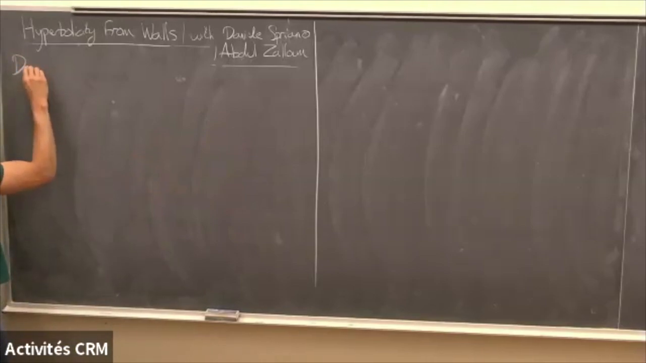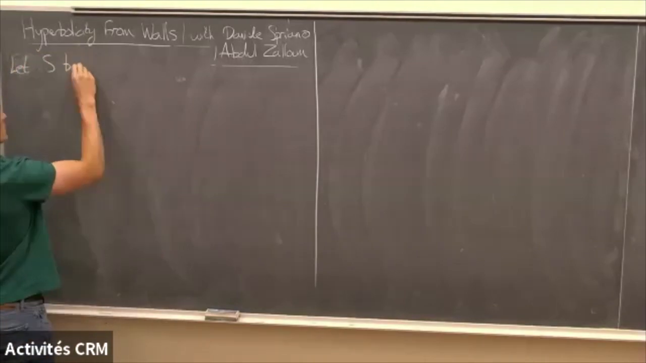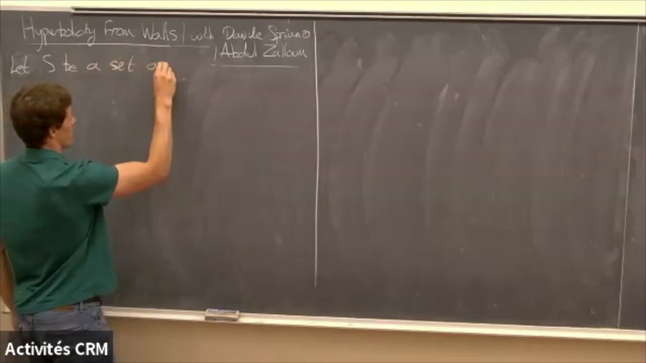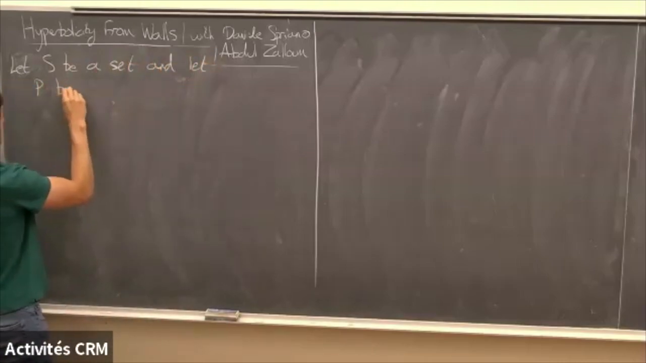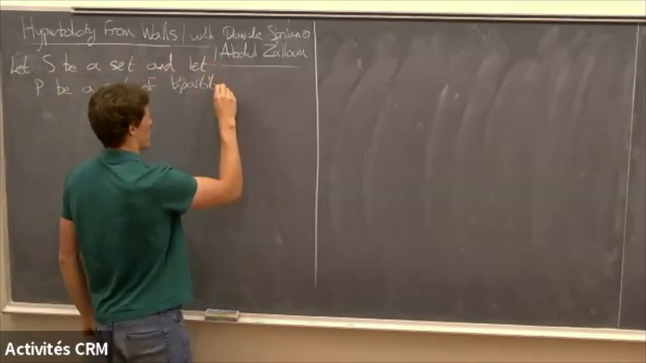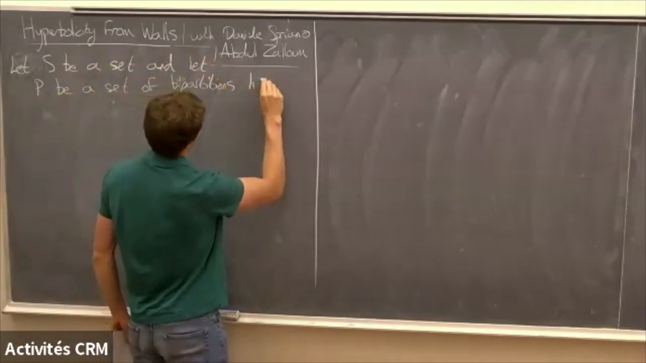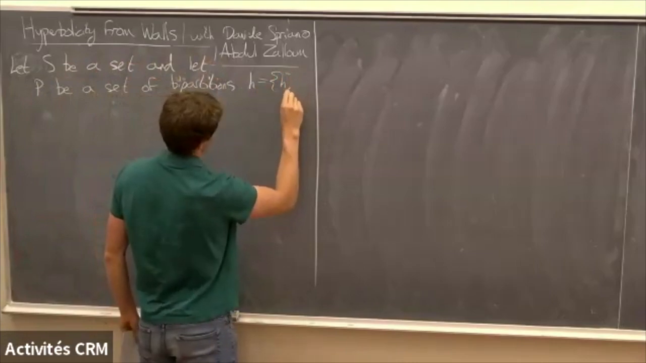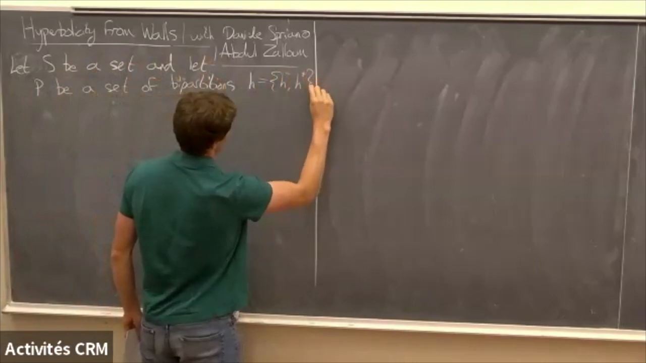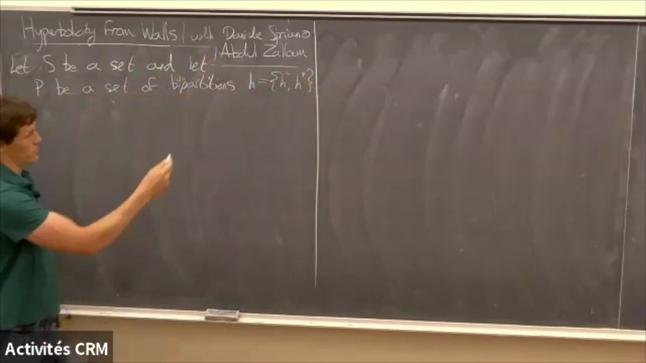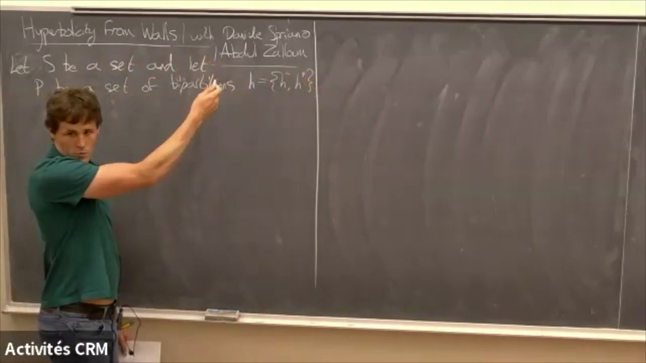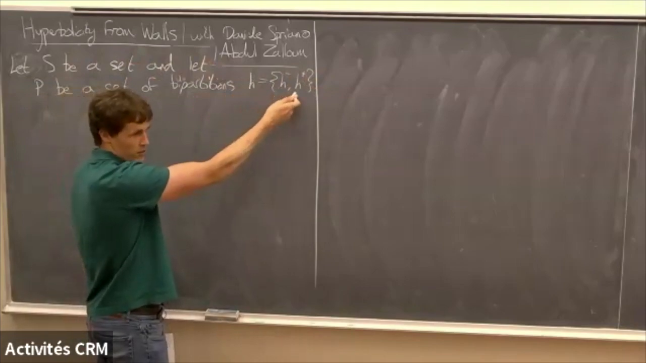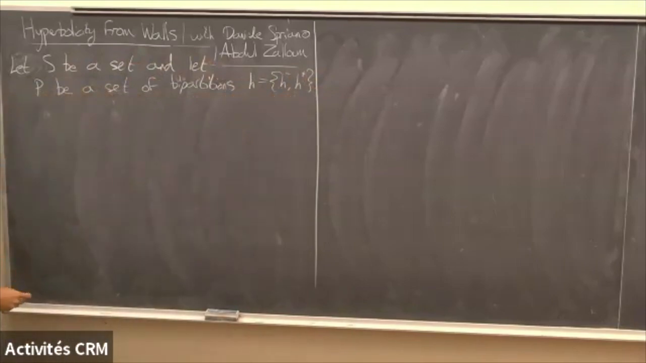Let S be a set and let P be a set of bipartitions. A bipartition is just a partition of S into two halves, and I'll mostly be calling these walls. So a wall is just a partition into two halves, a negative half space and a positive half space.